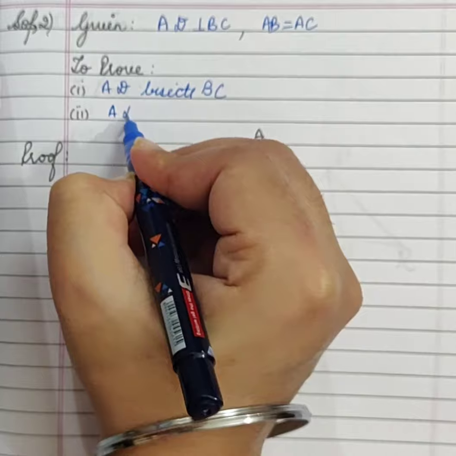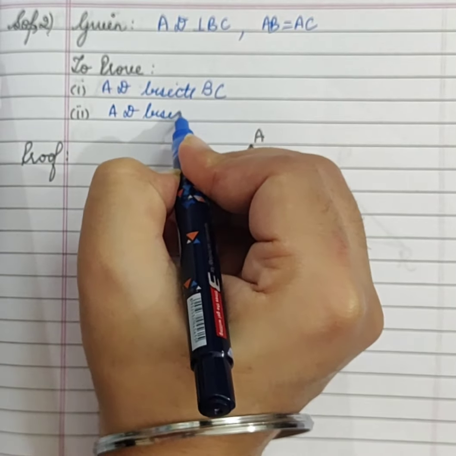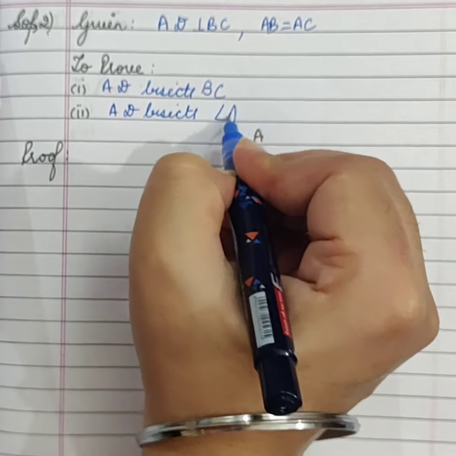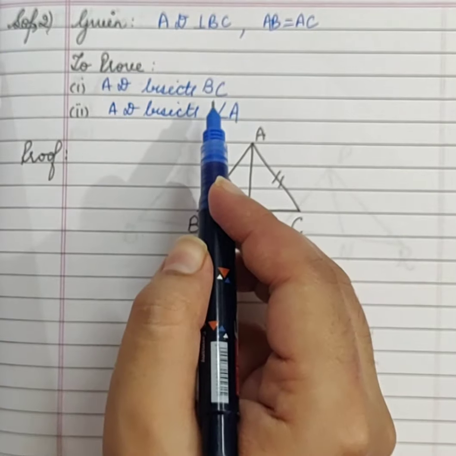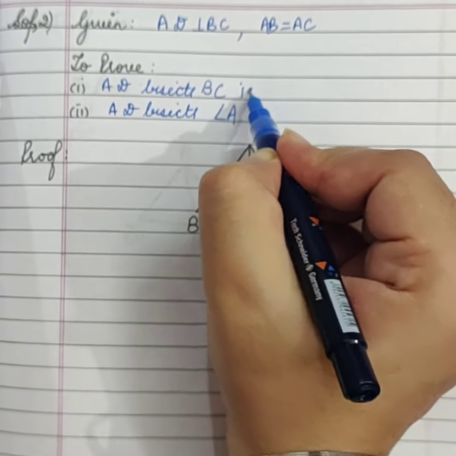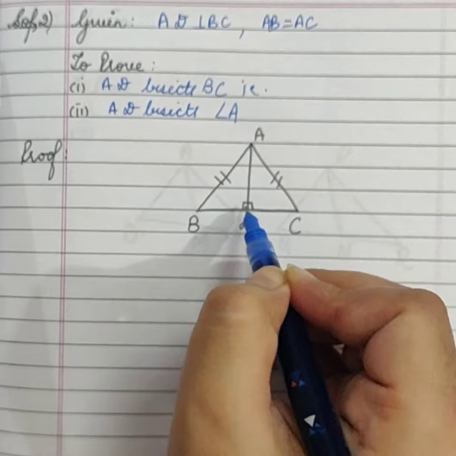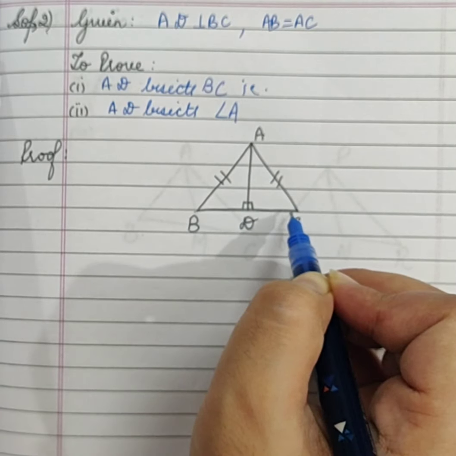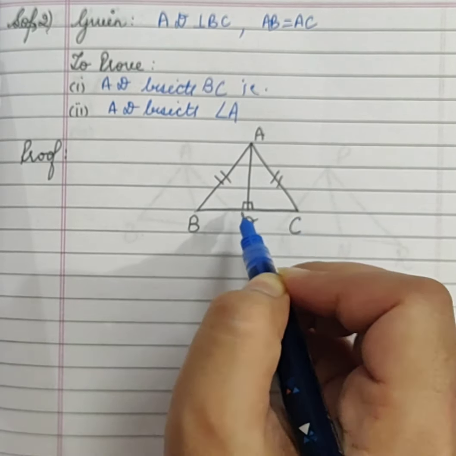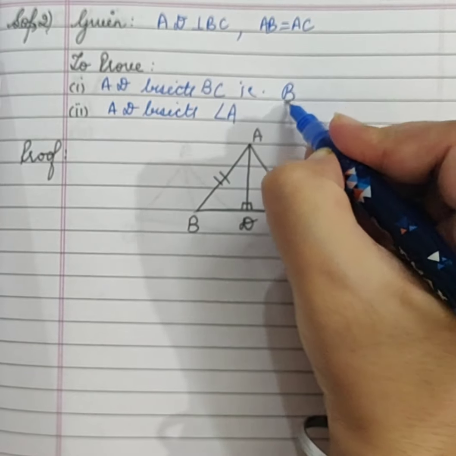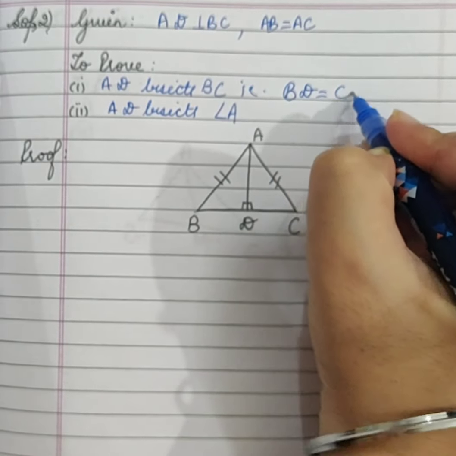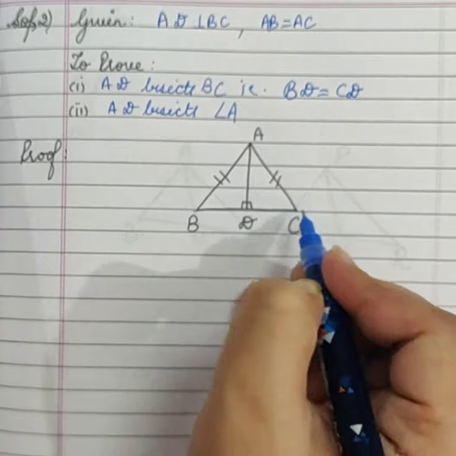Second part, AD bisects angle A. Now, AD bisects BC. It means AD is dividing BC into two equal parts. That means BC is being bisected. That means we are supposed to prove BD is equal to CD, or BD is equal to DC.